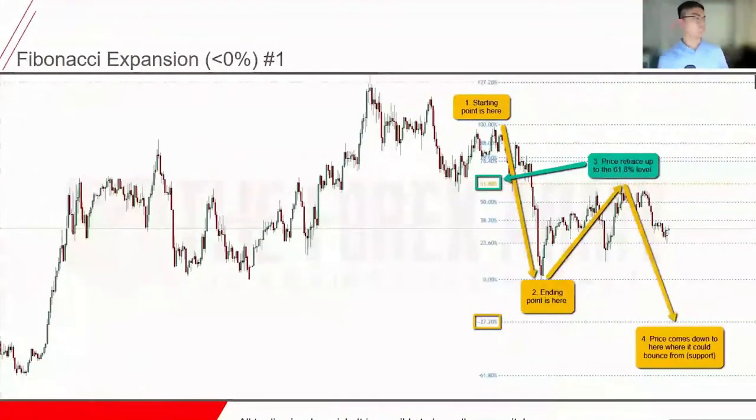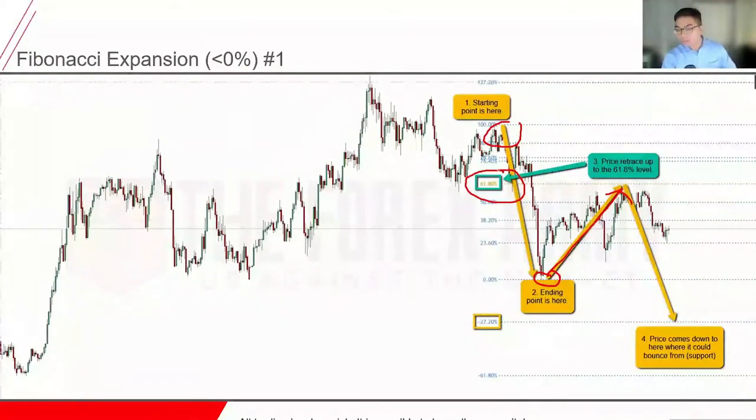Phoenix Fibonacci expansion. Let me see. So here is an example of expansion and how it plays out. So starting and ending points, take note of it. Starting right here, ending point right there. Price actually retraced back up to the 61.8% level.